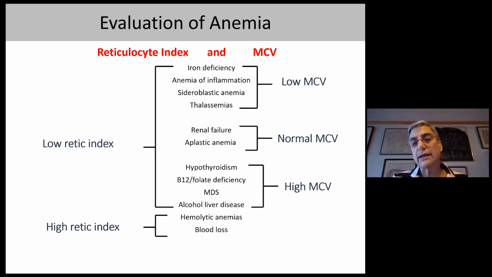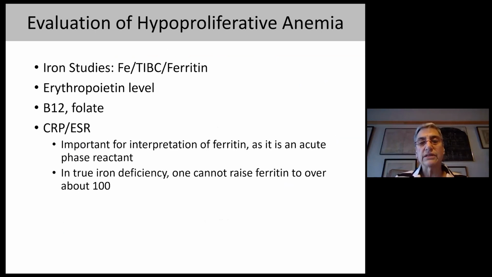So if I'm looking at a patient with anemia, there are a few tests that I automatically do, which cover most of the waterfront here. Obviously, if it's a high reticulocyte index, that's a very different set of tests, but with a low reticulocyte index, the main tests that I check are iron studies. That's really regardless of the MCV, because iron deficiency is the most common cause of anemia regardless of the MCV, although classically severe iron deficiency is associated with microcytosis.